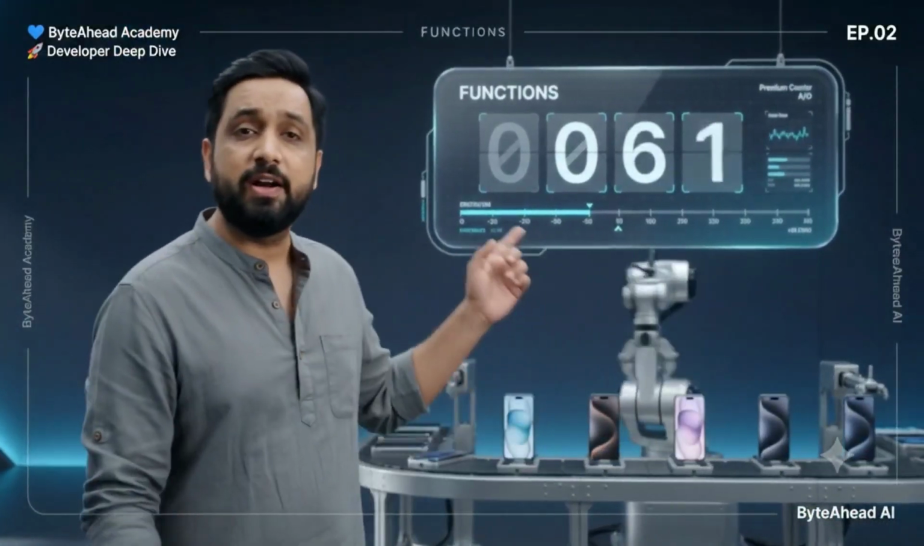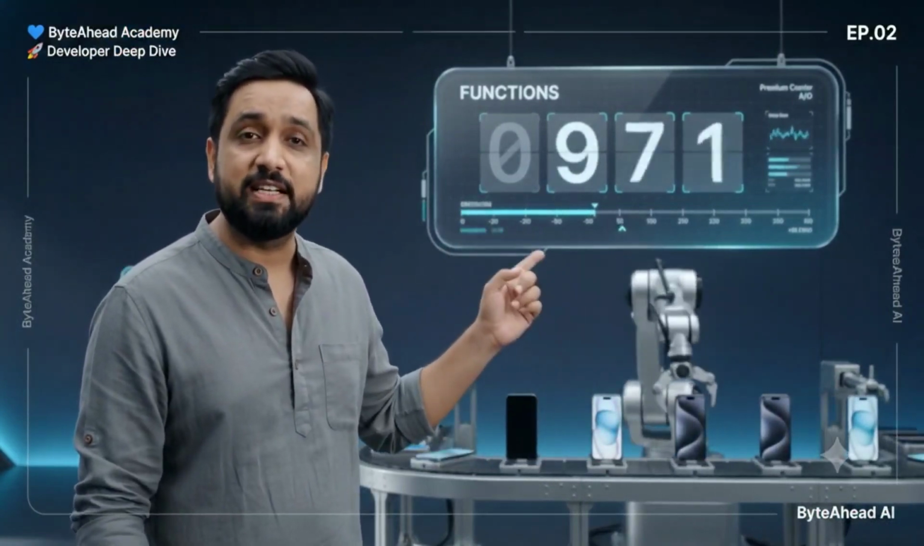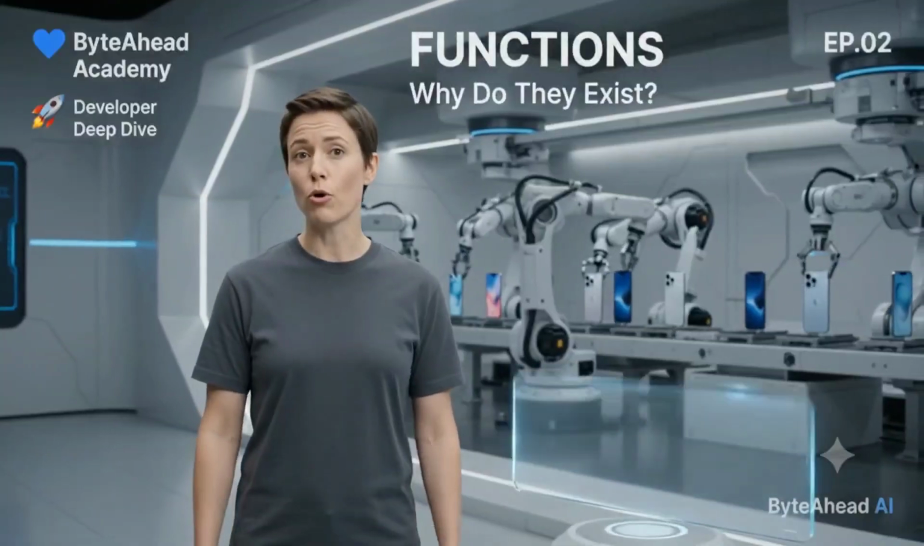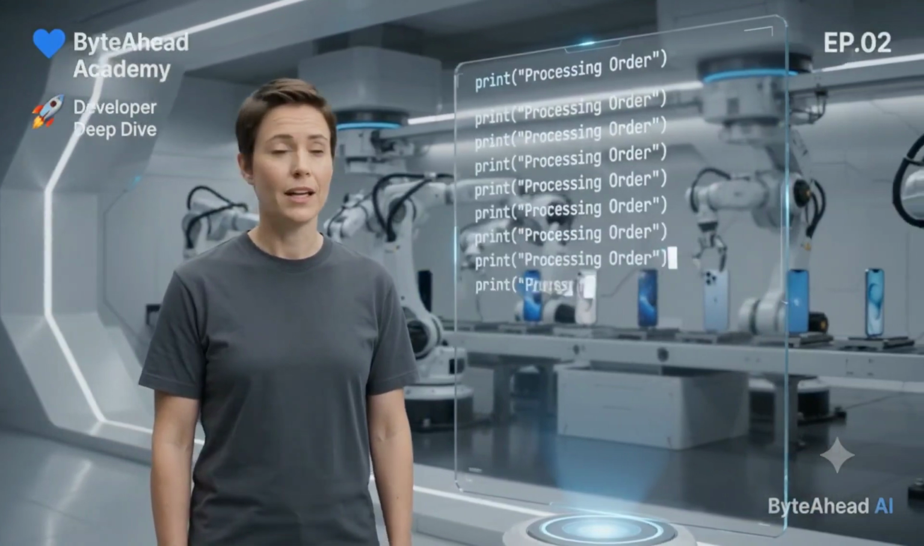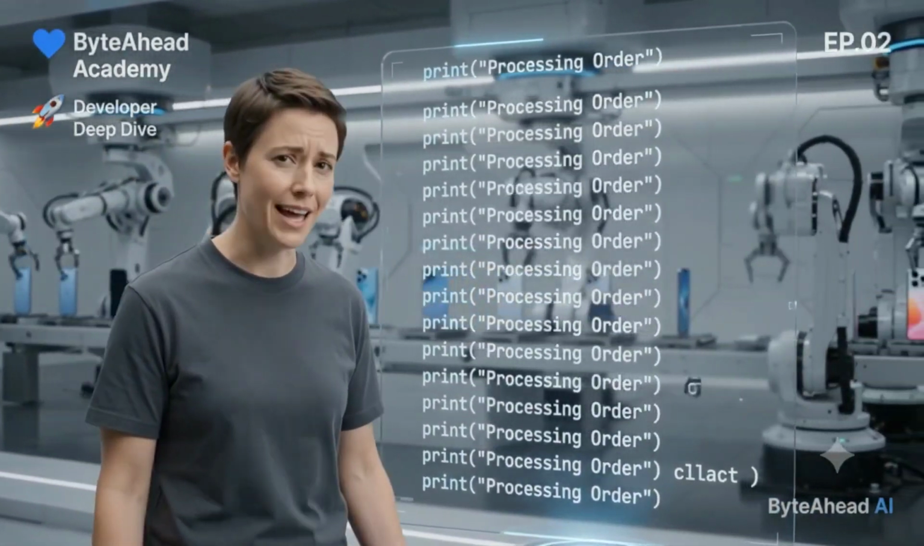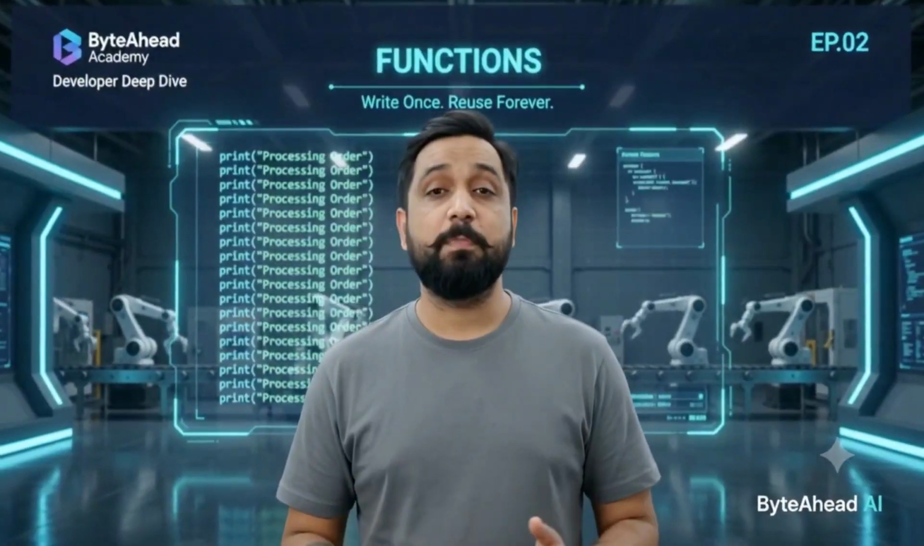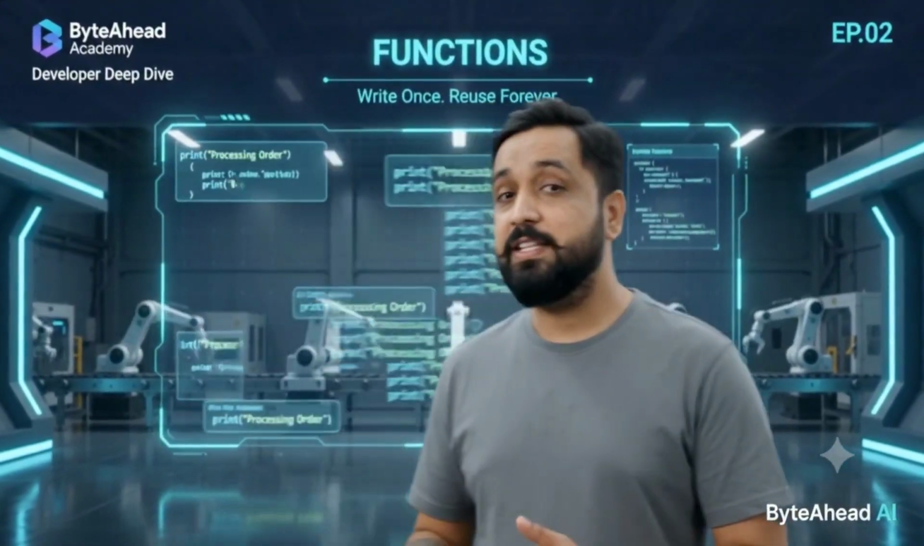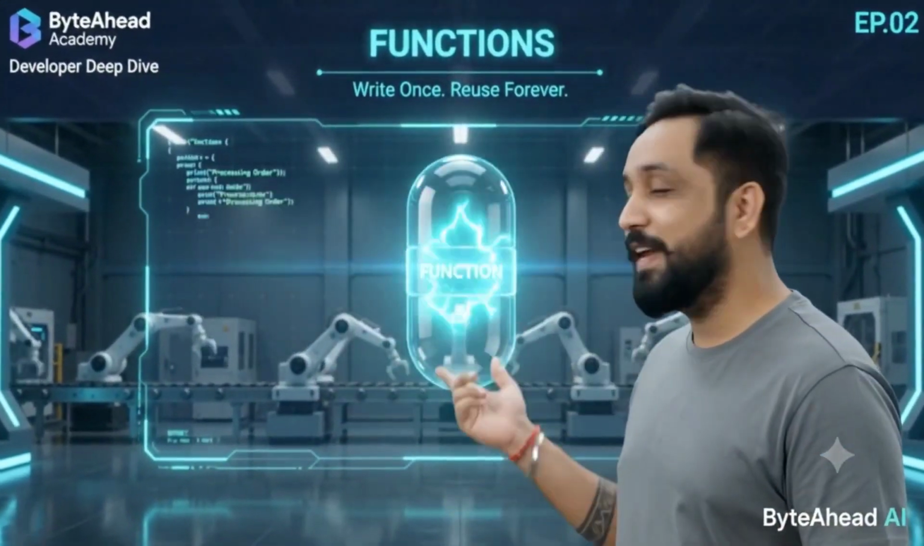Imagine building 100 identical phones, repeating every single step yourself. Early programmers faced the same problem. They kept writing the same instructions again and again. So developers came up with a better idea. Write the instructions once, give them a name, and reuse them whenever they're needed.